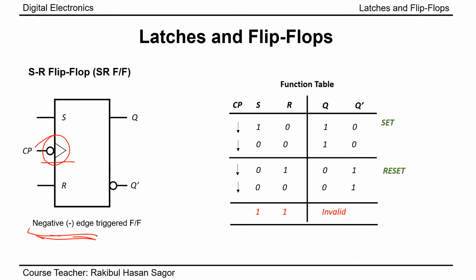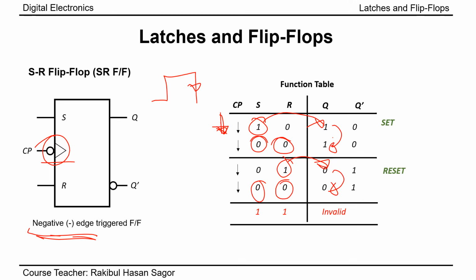For negative edge triggered flip-flop, the operation is exactly the same as previous, but the state change will occur when clock pulse goes from 1 to 0 at the negative edge. This is symbolized by a downward arrow sign. When clock pulse goes from 1 to 0, if S equal to 1, output will be set. If R equal to 1, output will be reset. If S equal to 0, R equal to 0, it will hold the previous. And for 1 1 input, the output is invalid as described earlier.